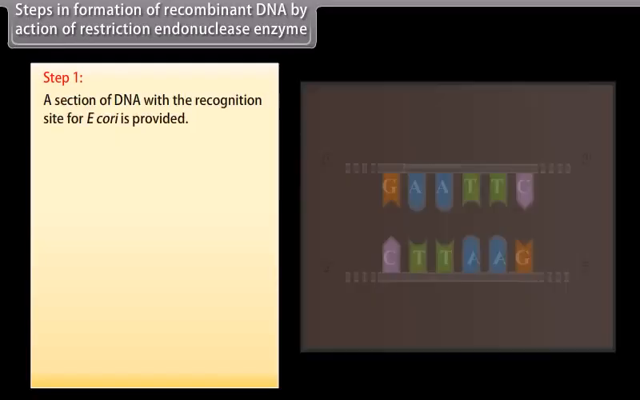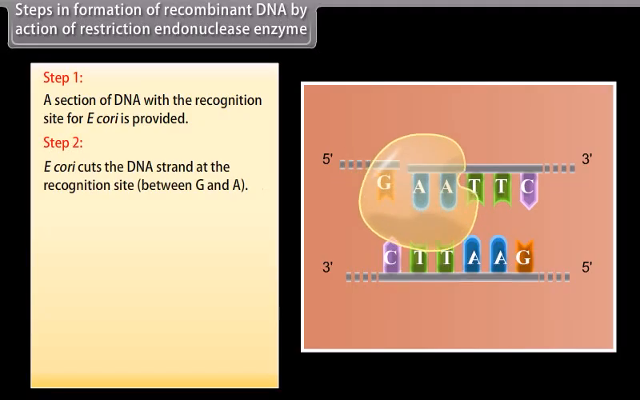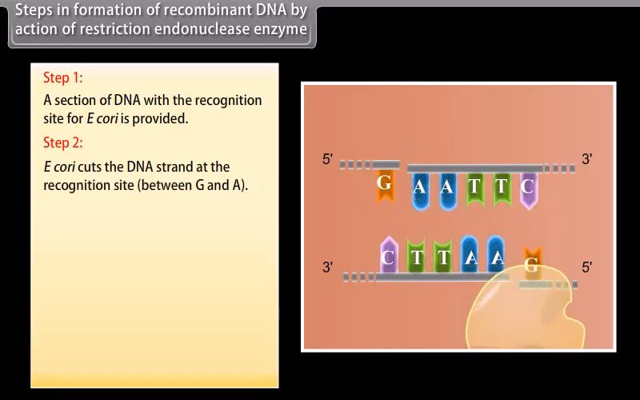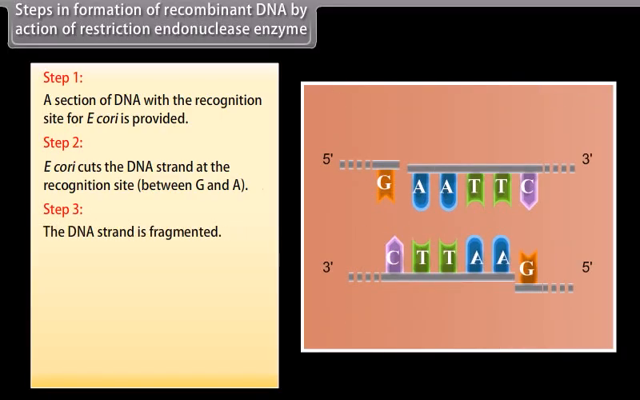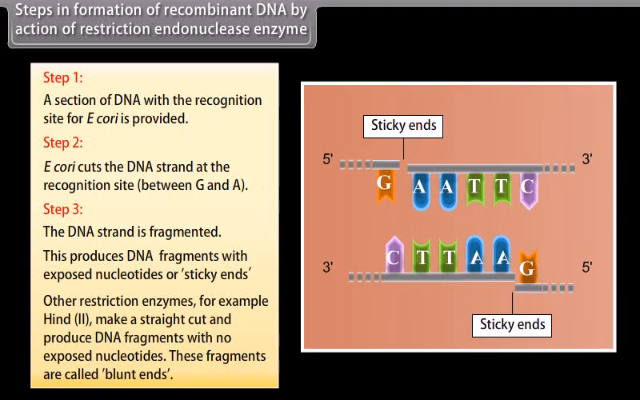Step 1. A section of DNA with the recognition site for EcoRI is provided below. Step 2. EcoRI cuts the DNA strand at the recognition site between G and A. Step 3. The DNA strand is fragmented. This produces DNA fragments with exposed nucleotides, or sticky ends. Other restriction enzymes, for example Hind II, make a straight cut and produce DNA fragments with no exposed nucleotides. These fragments are called blunt ends.